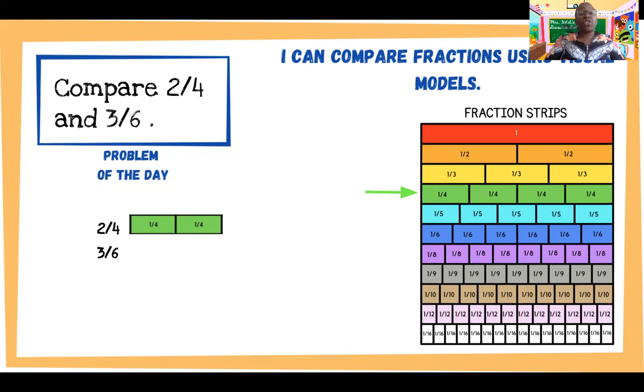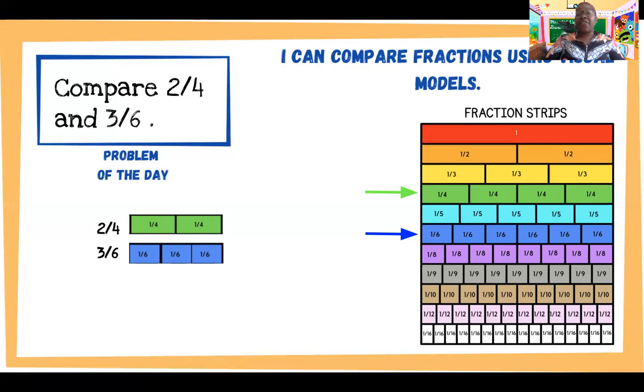Great job. Our next number that we're going to represent is 3/6. Which of our fraction strips are we going to use to represent 3/6, and how do you know? Did you say that we're going to use the 1/6 strips because our denominator is 6? If you did, you're absolutely correct. Well, how many of our 1/6 strips do we need to represent 3/6? Did you say 3? If you did, you're right on. 1/6, 2/6, 3/6.